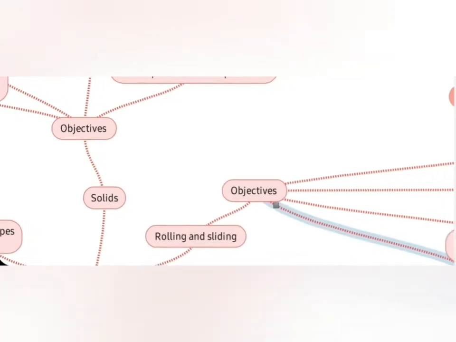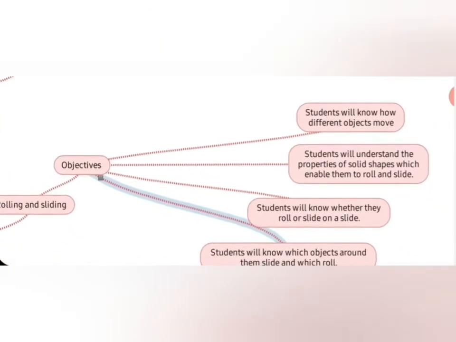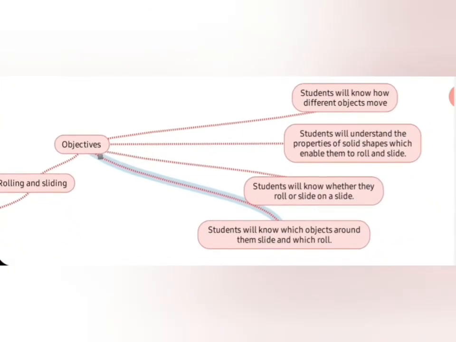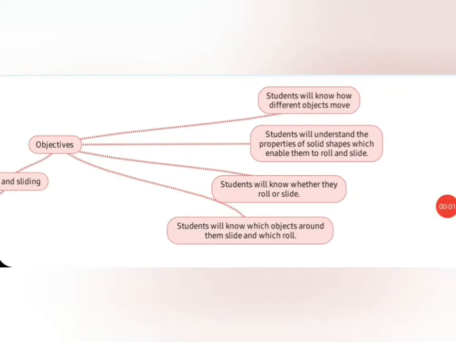Now let's see the objectives of the rolling and sliding topic. Students will know how different objects move. Students will understand the properties of solid shapes which enable them to roll and slide. Student will know whether they roll or slide, and student will know which objects around them slide and which roll.